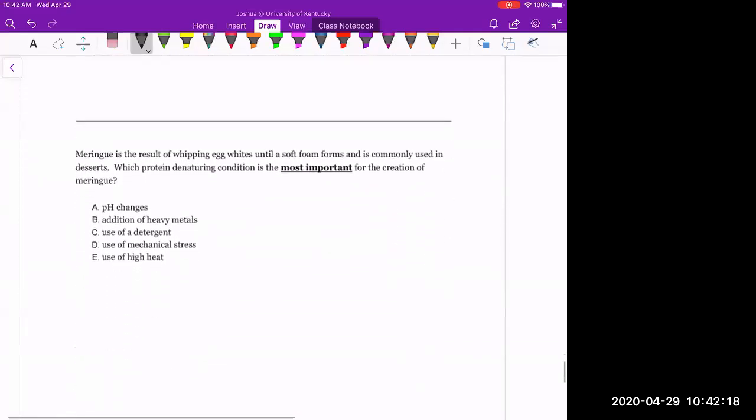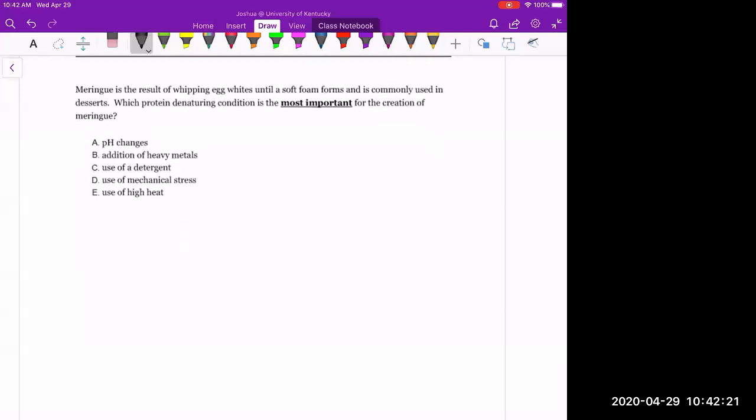Next, meringue is the result of whipping egg whites into a soft foam, which is commonly used in desserts. Which protein denaturing condition is the most important for the creation of meringue? A, pH changes. B, addition of heavy metals. C, use of detergent. D, use of mechanical stress. And E, use of high heat. Well, whipping or whisking egg whites, that's mechanical stress, mechanical agitation. Those other methods can be used to denature a protein, but in the case of making meringue, you just have to whip the egg whites.